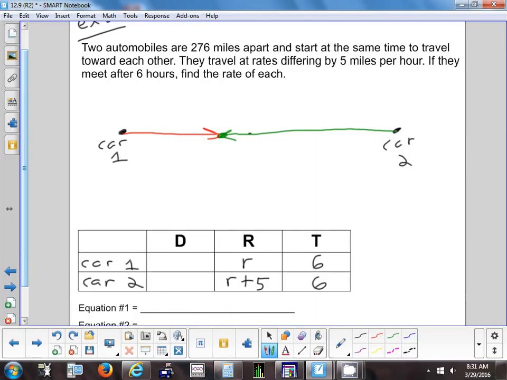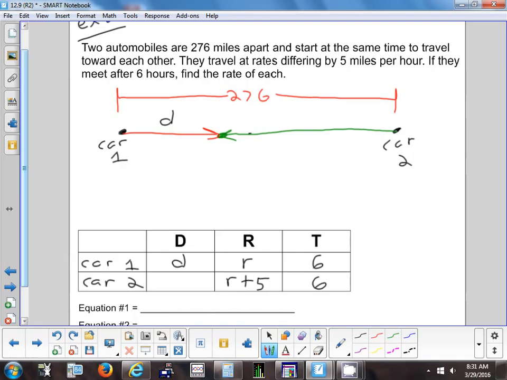Now, the thing that we haven't used yet is what number in this problem? We've got to use it somehow. Yeah, we haven't used the 276. What is the 276? It's the distance between the cars when they start. So it's 276 miles from here to here. All right, so let's call the distance that car 1 travels D. We don't know what it is, so let's just use a letter for it.